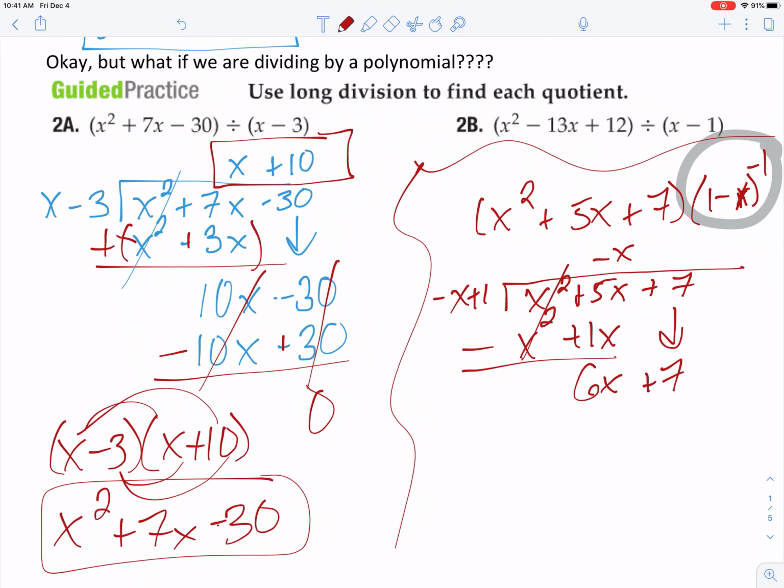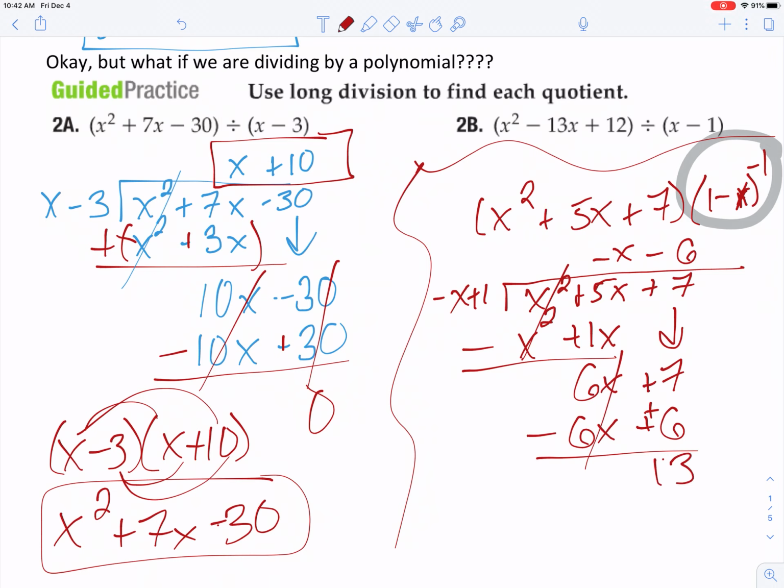You want to figure out how you can make this 6x become negative x, and that's going to be by multiplying by a negative 6. Because a negative 6 times a negative x is going to be my positive 6x. And then negative 6 times 1 is a negative 6. So now do your super secret ninja move by subtracting both. And 7 plus 6 is 13.